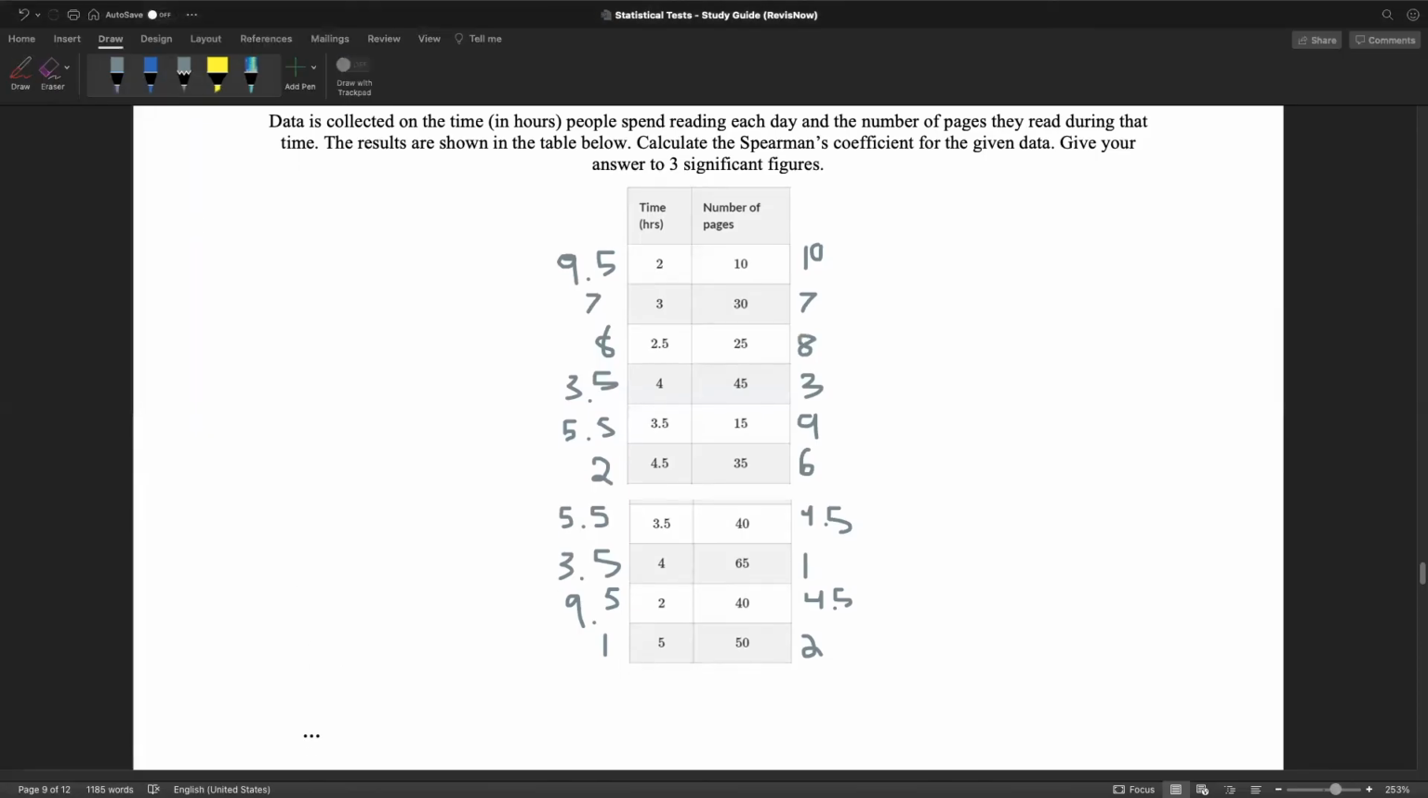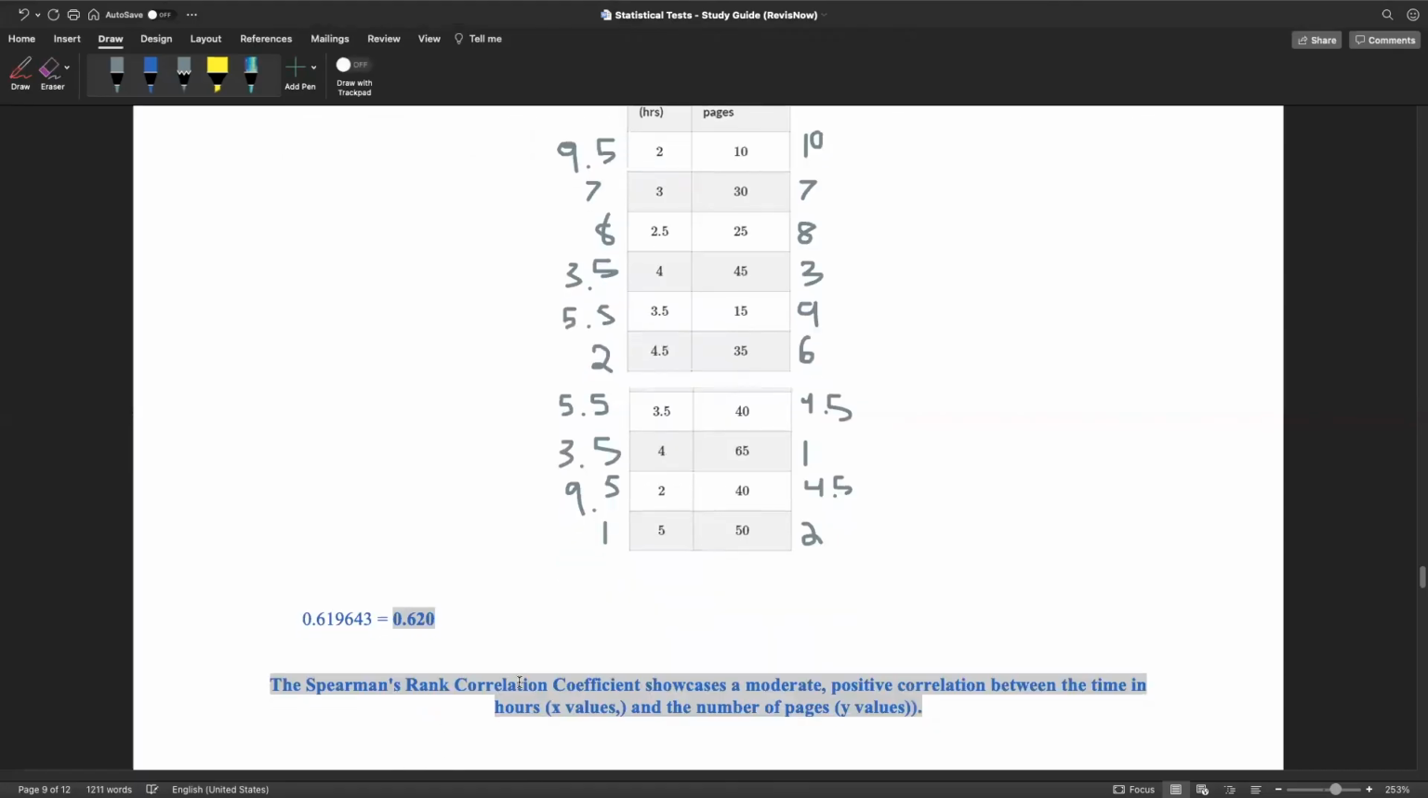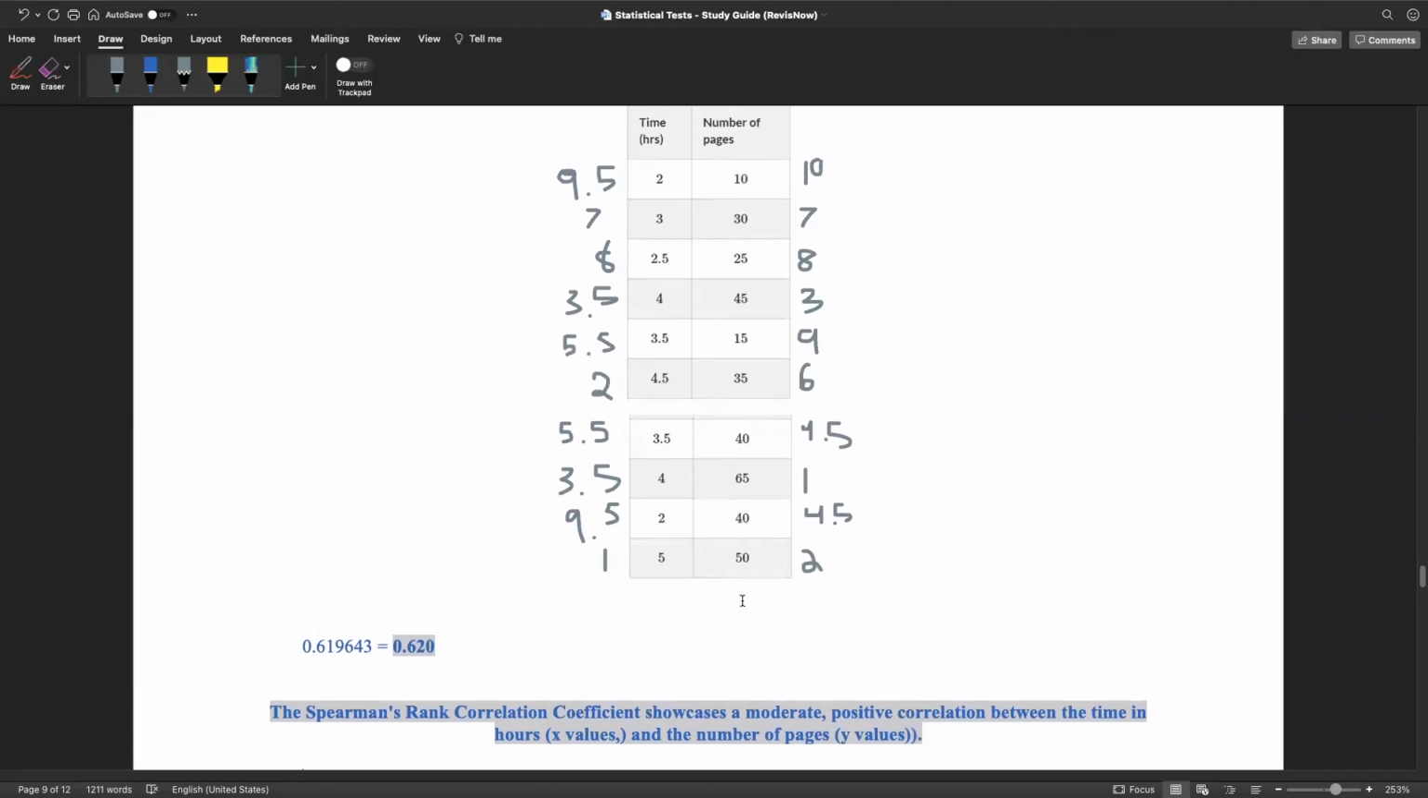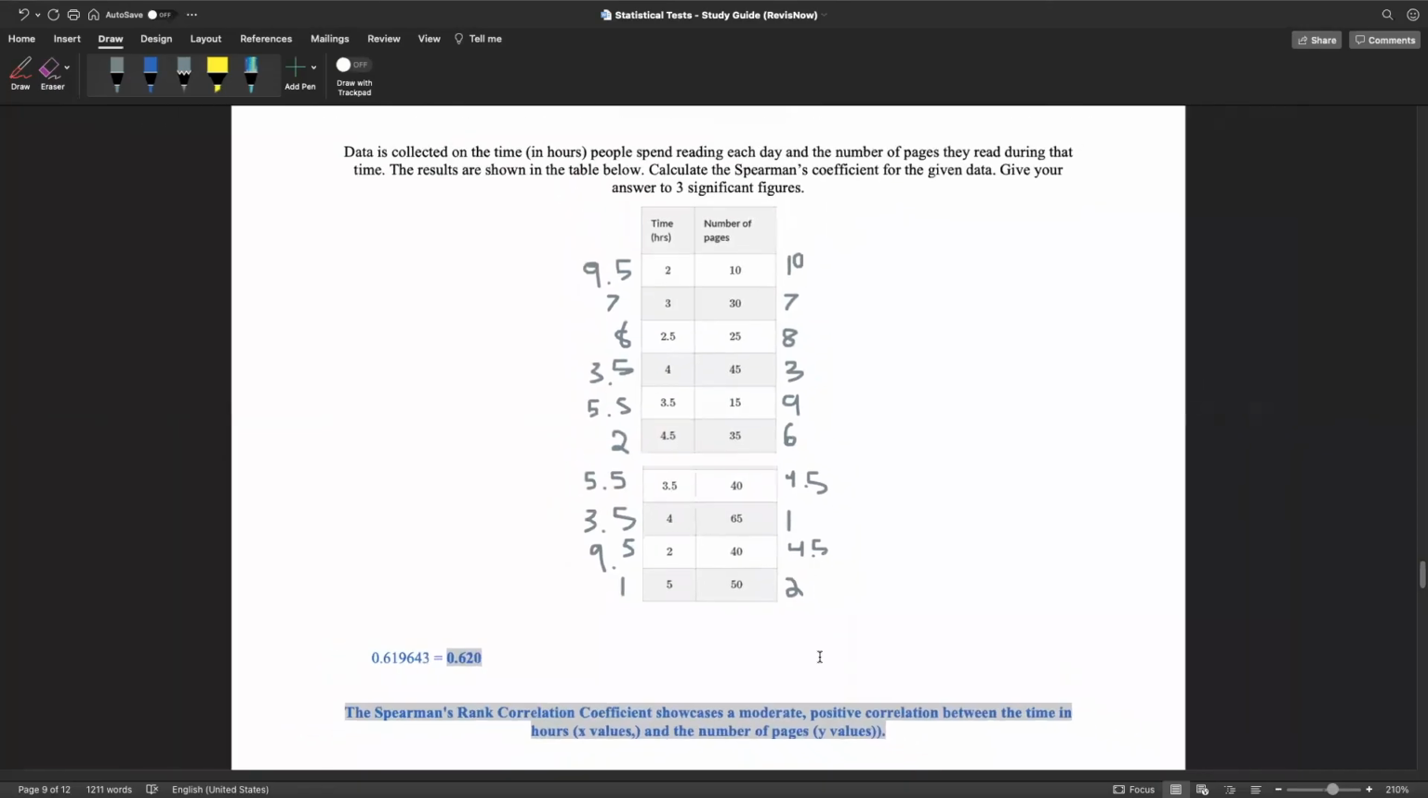And then I'll just put in the value right there since you have 5 minutes left. Okay, that's the Spearman's coefficient. And in the question, it doesn't ask us to explain our answer, but I'm going to go ahead and do it anyways because it's better to be safe than sorry. I said the Spearman's rank correlation coefficient showcased a moderate positive correlation between the time in hours, which were the X values, and the number of pages, which were the Y values. I'll just leave that up.